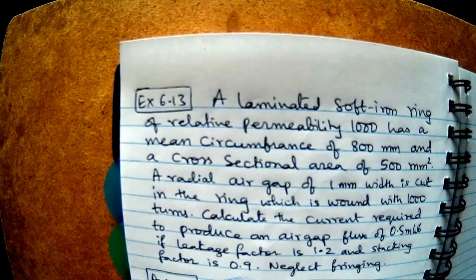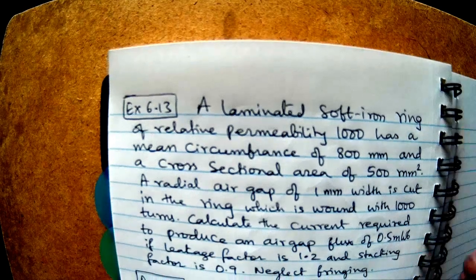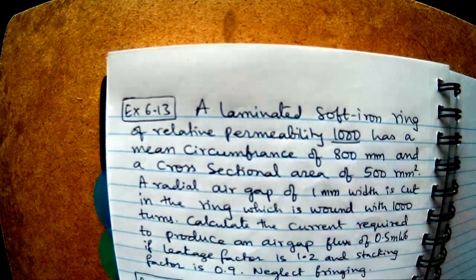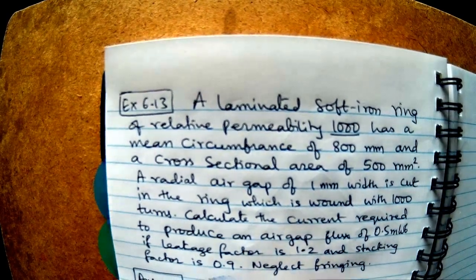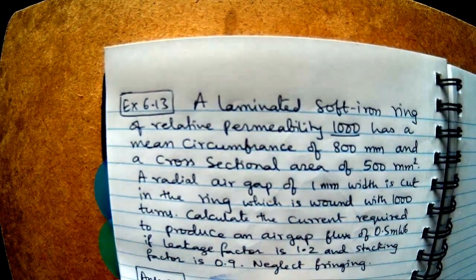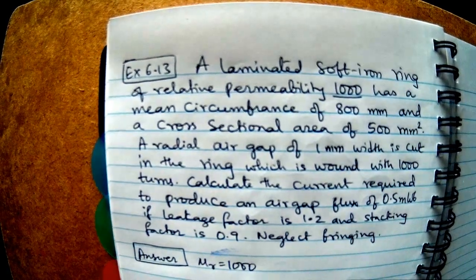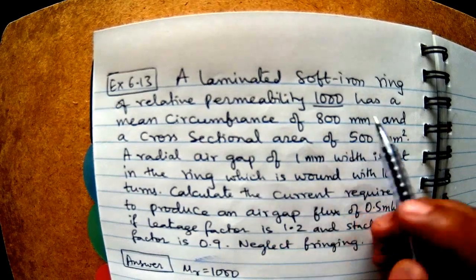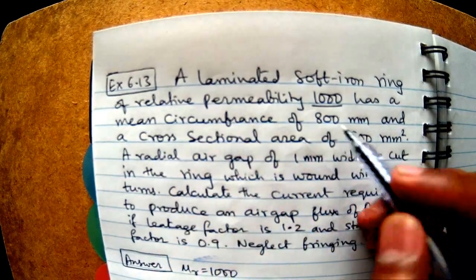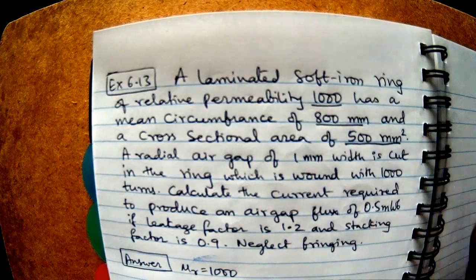A laminated soft iron ring of relative permeability 1000. So let's stop here. There is a soft iron ring, so mu r is equal to 1000. Whatever data I'm finding from the question, I'll just write it down here. So I get mu r as 1000. It has a mean circumference of 800 mm and cross section area of 500 mm square.